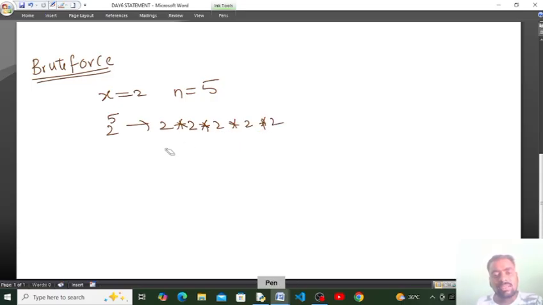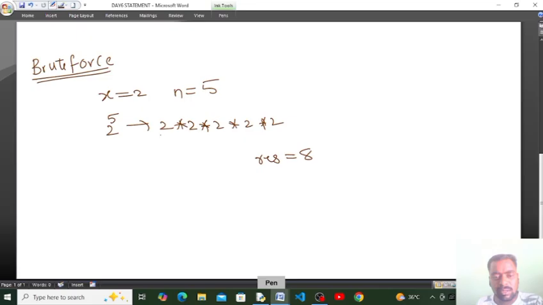Here, initially I will take a result of 1, and I will multiply 1 with the first 2. So my result is 2. Again I will multiply this result with the second 2, so my result is 4. Then I multiply this 4 with the third 2, so my result is now 8.